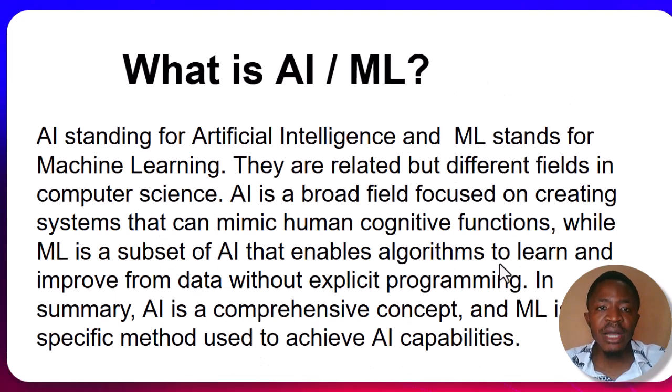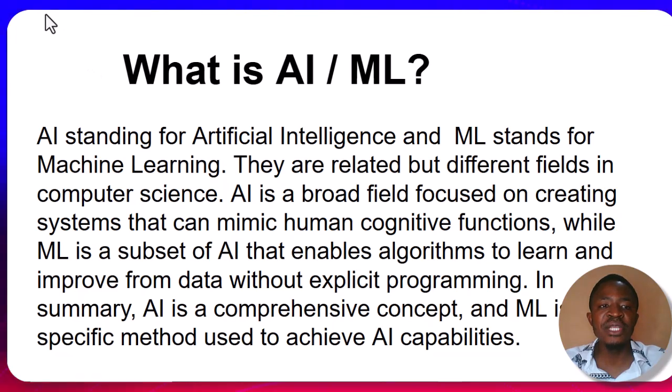Okay, let's begin by looking at what AI and machine learning are. When we say AI and machine learning, what are we saying? AI stands for artificial intelligence, and ML stands for machine learning. They are related but different fields in computer science. If you are coming from computer science, they are different fields. But AI is the complete package, if I may say so, while machine learning is a subset. We will look at that.